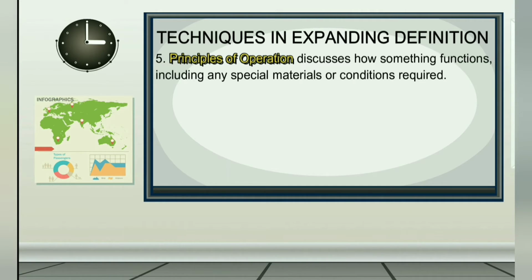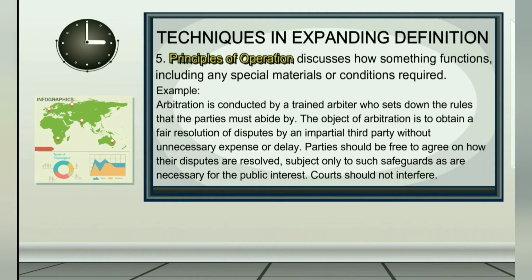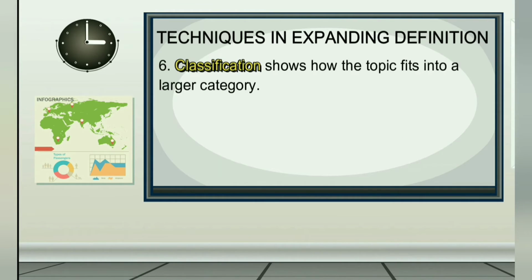Principles of operation discusses how something functions, including any special materials or conditions required. For example, arbitration is conducted by a trained arbiter who sets down the rules that the parties must abide by. The object of arbitration is to obtain a fair resolution of disputes by an impartial third party without unnecessary expense or delay. Parties should be free to agree on how their disputes are resolved, subject only to such safeguards as are necessary for the public interest. Courts should not interfere.